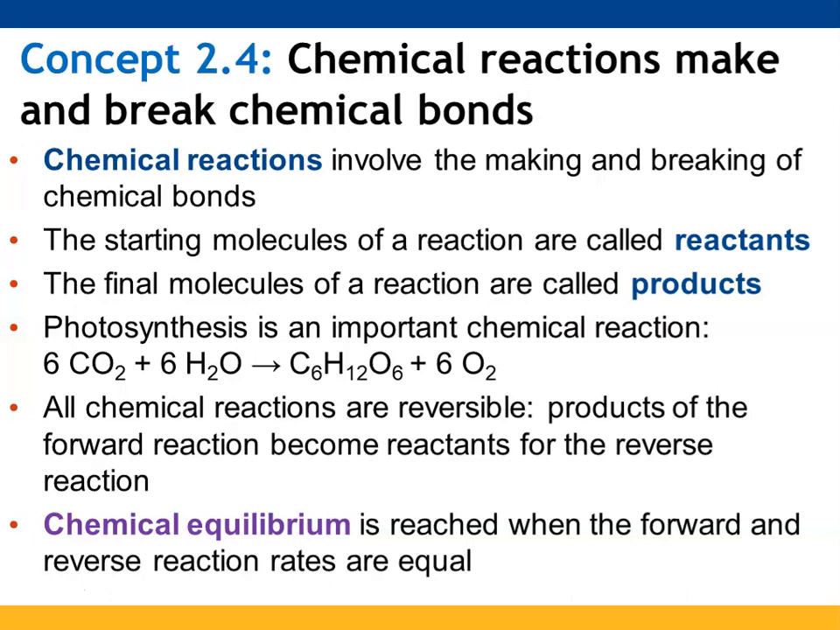Chemical reactions are going to result in the forming of chemical bonds, but they're also going to result in the breaking of chemical bonds. Your reactants, your starting materials, and your products, your final materials, are going to have to be converted between one another. Photosynthesis is one example here. The bonds between carbon and oxygen in CO2 have to be broken. The bonds between H and O in water have to be broken to form glucose and then to form oxygen molecules.